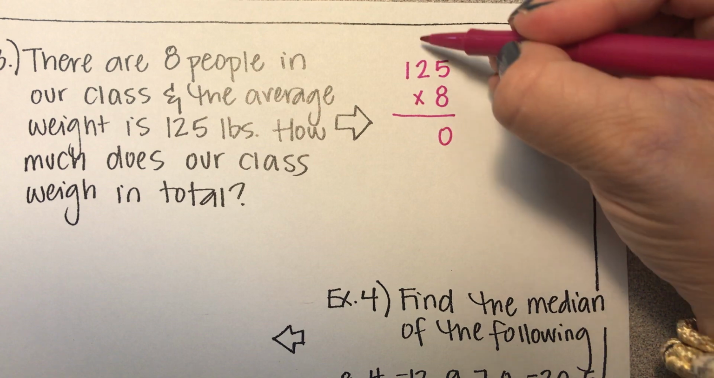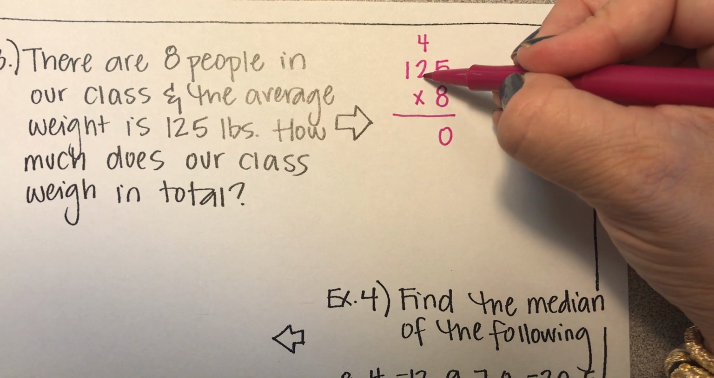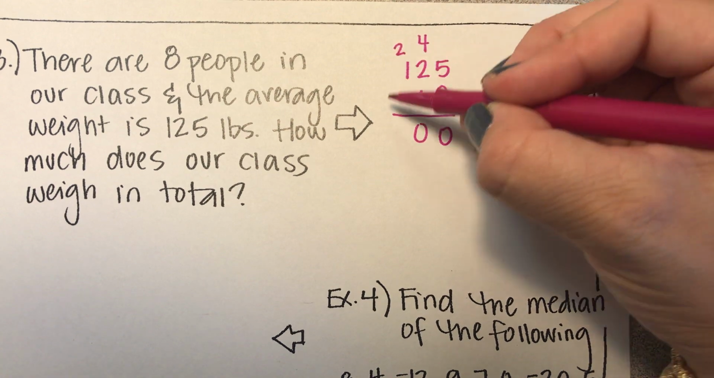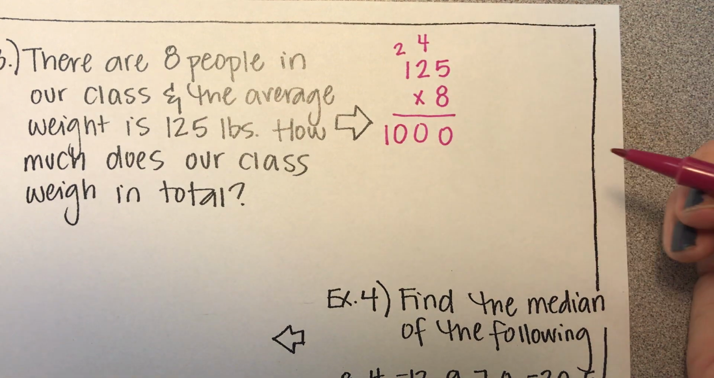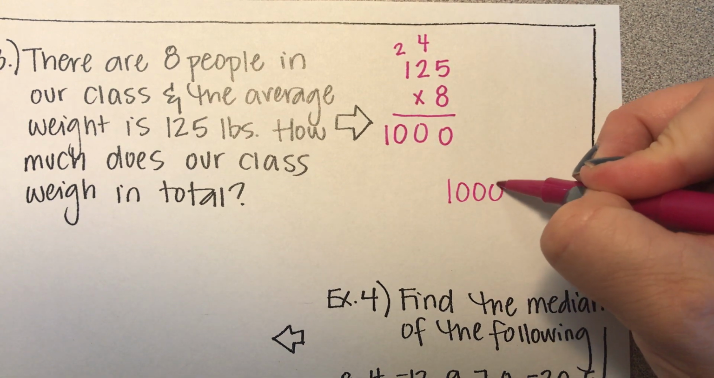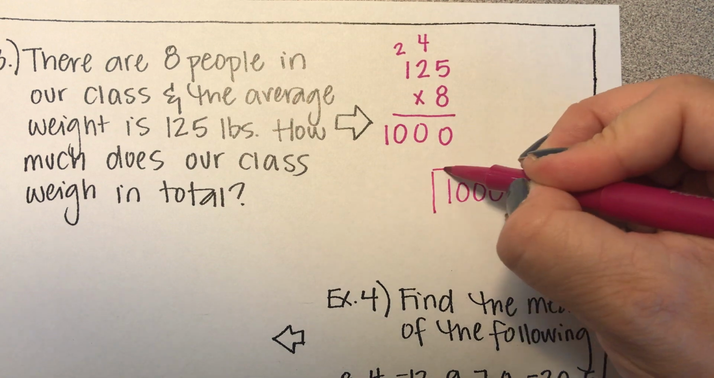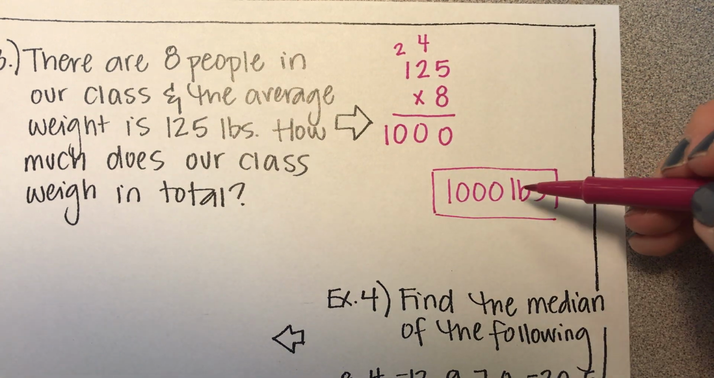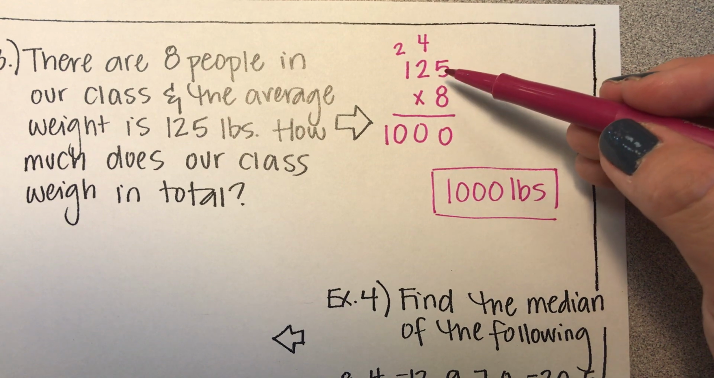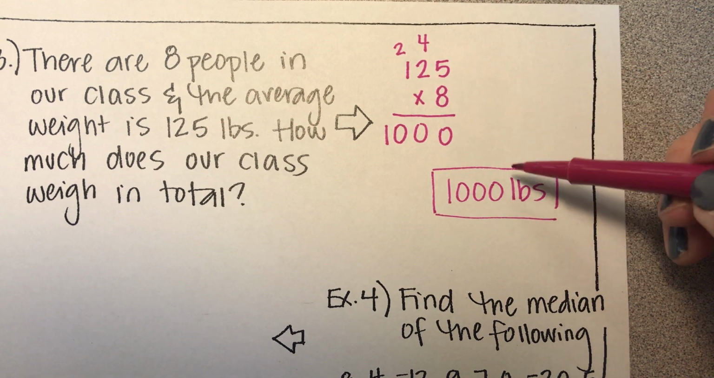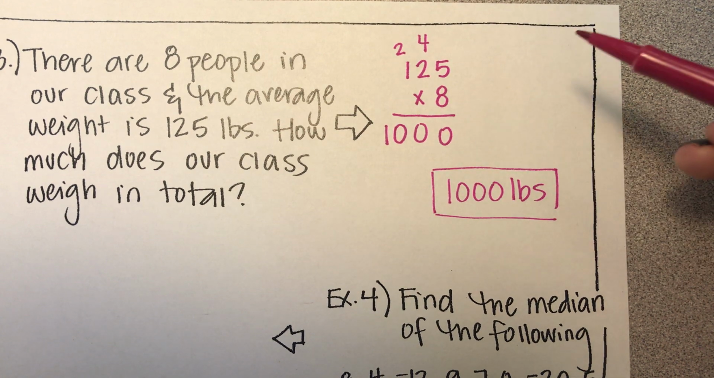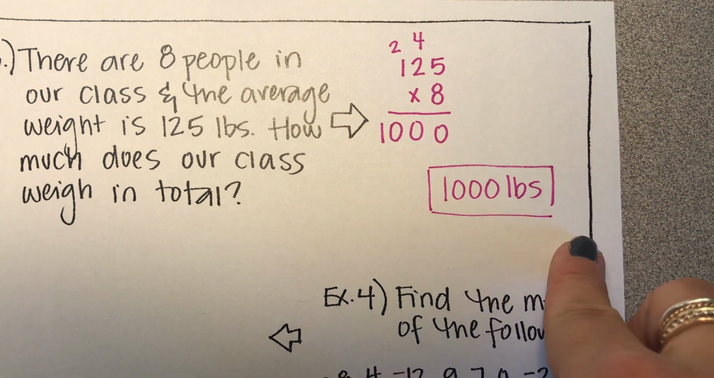8 times 5 is 40. 8 times 2 is 16, plus 4 is 20. 8 times 1 is 8, plus 2 is 10. So what this means is that our class in total weighs 1,000 pounds, okay? So if we divided that by the number of people, which is 8, we'd get 125. Does everyone weigh 125? No, but when we added up our total, it was 1,000, right? And when you divide that by 8, that means the average was 125.